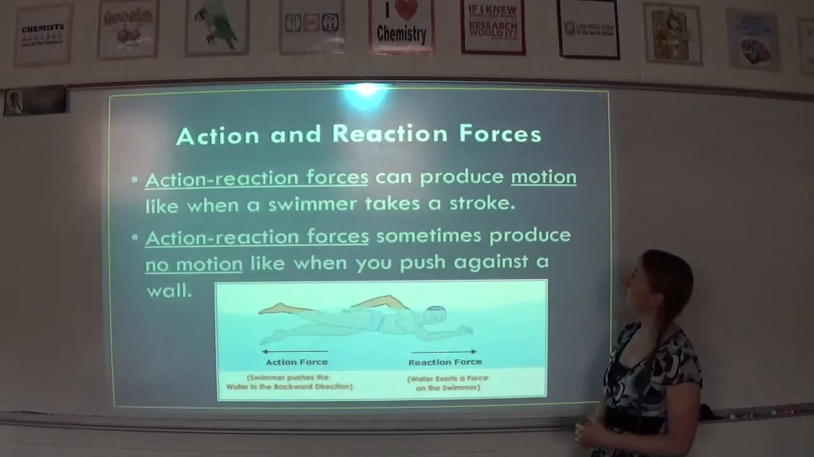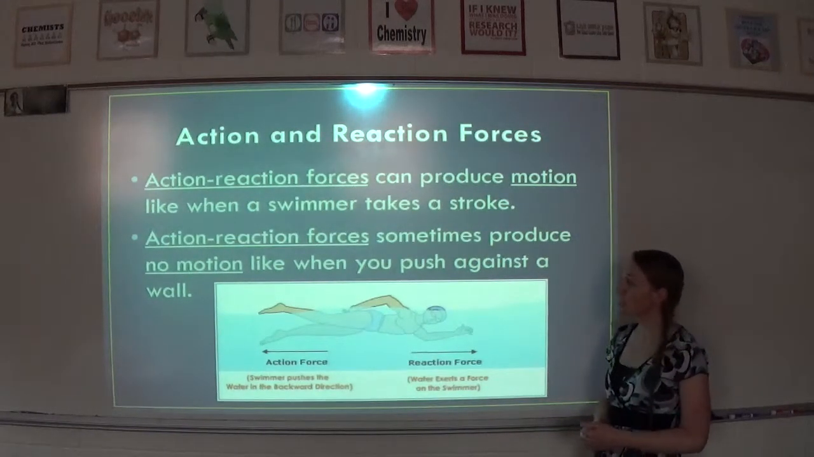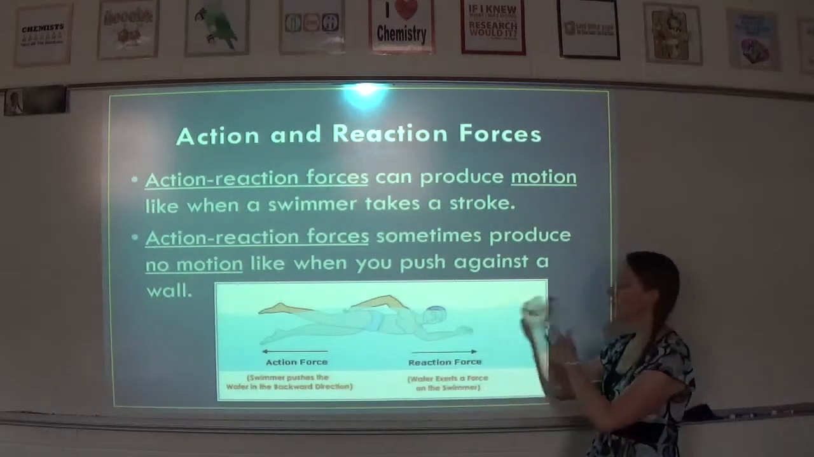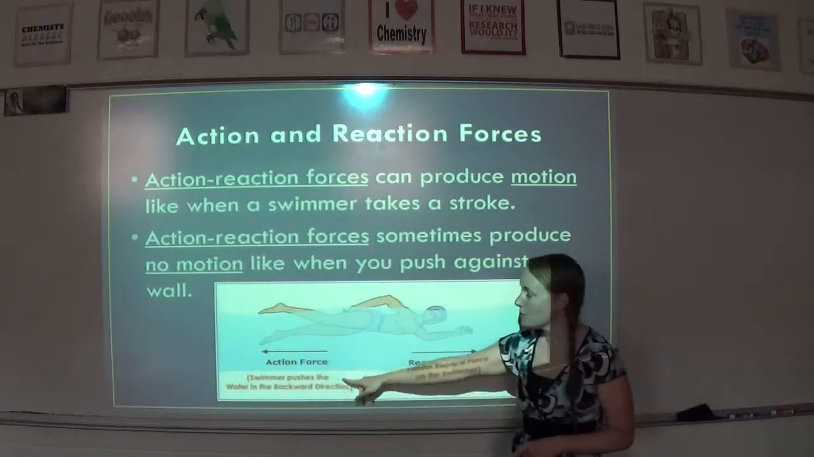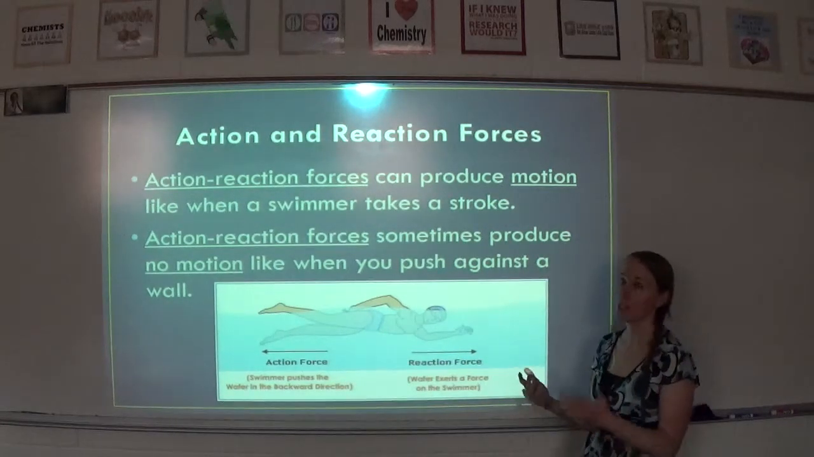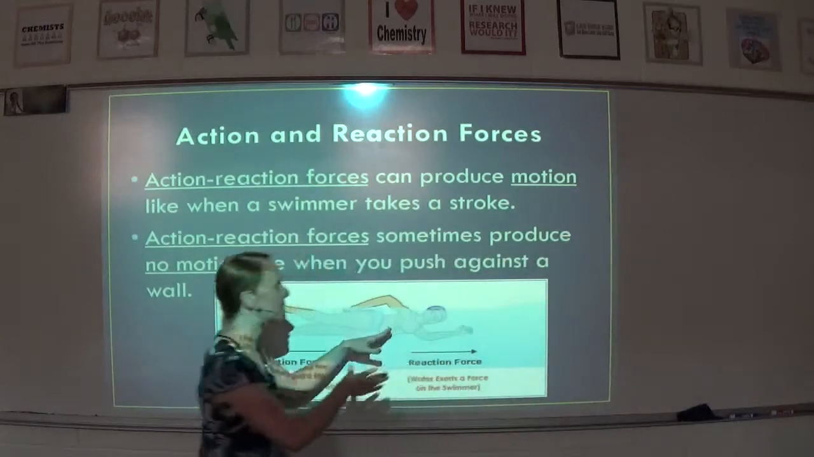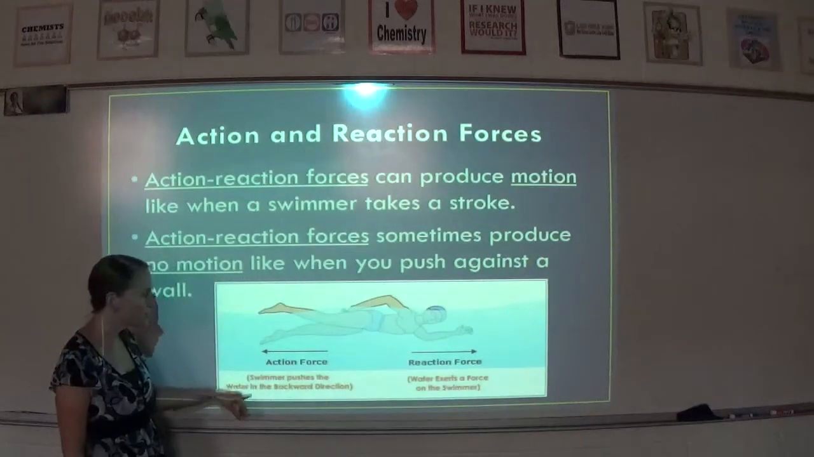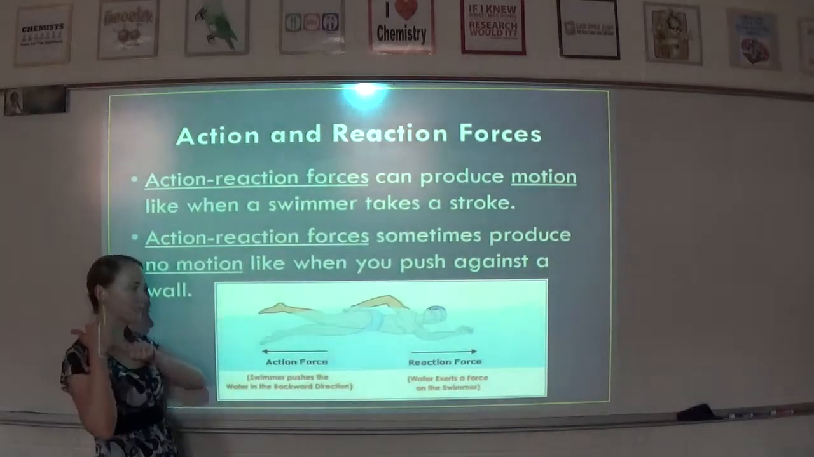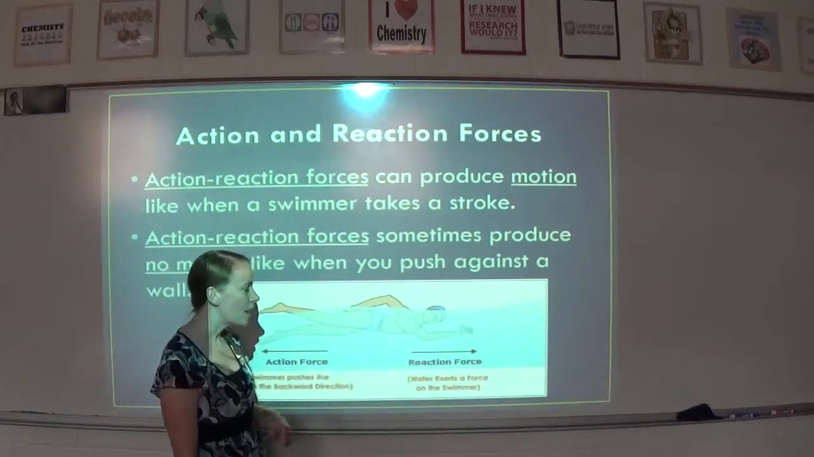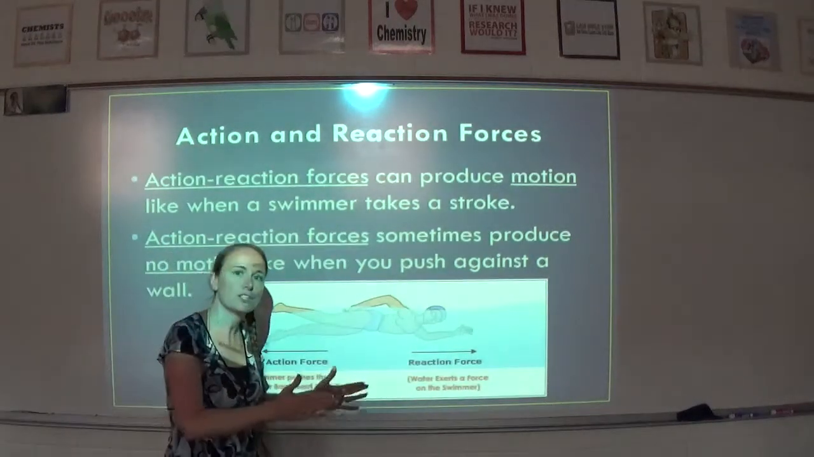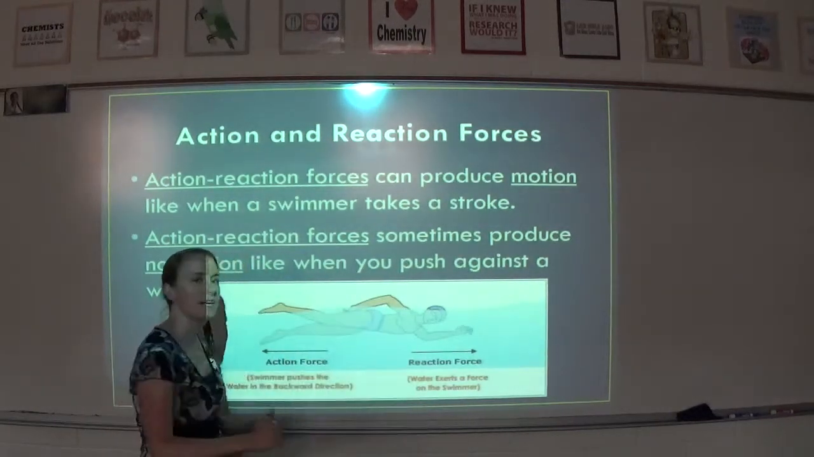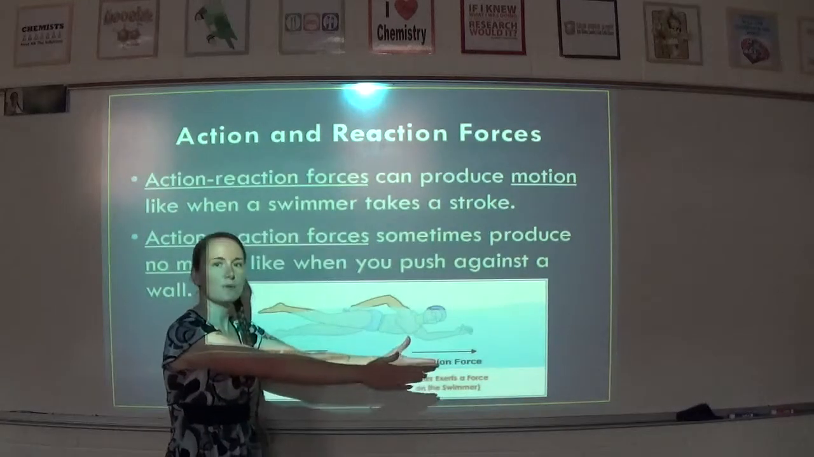So action-reaction forces can produce motion, like when a swimmer takes a stroke. Your action force is in this direction, your reaction force is in this direction. Let me turn this way so I can be facing the same direction as the swimmer. As the swimmer takes the stroke, the swimmer pushes the water in the backwards direction, behind the swimmer. And then the reaction force is the water exerts a force on the swimmer, which propels the swimmer forward. So every time the swimmer pushes back against the water, the water pushes the swimmer in the forward direction.